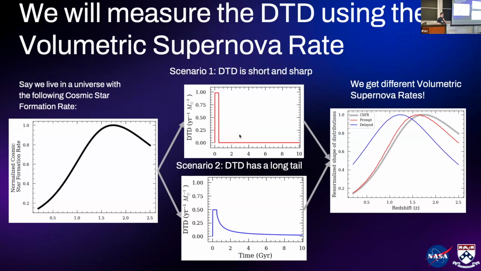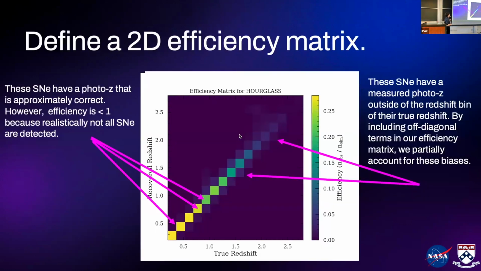So the whole idea of this approach is that we measure the volumetric supernova rate and try to back out to the delay time distribution. As you can imagine, I have super exaggerated the differences between these two cases. It will be much closer in real life. So how are we going to do this?